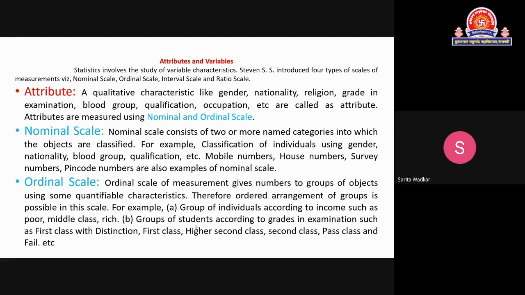Qualification also you can find, that is, he or she is either graduate or non-graduate, either postgraduate or non-postgraduate. Here we can't say that he is 20% graduate or like this. Occupation also, we can differentiate the occupation in job or business. So occupation is also a type of attribute. And these types of various attributes we can find.